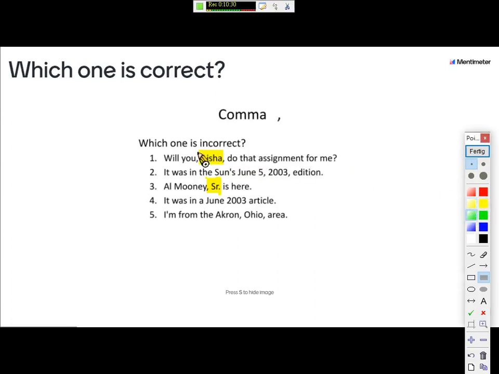So basically, this is an appositive for you, the same. So provide a comma as a modifier. It was the Science June 5th edition. Which year? Additional information. L. Mooney is here. Junior or senior? Junior. So we need to have a comma here. It was a June 2003 article. That'll be fine. I'm from the Akron area. Which state? Ohio State. So we need to have a comma here.